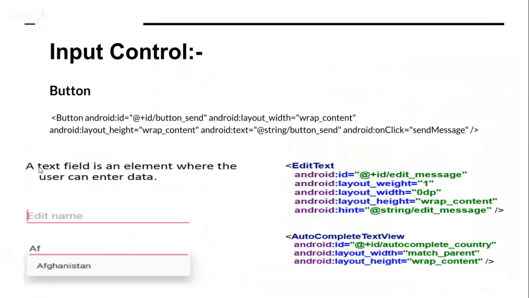So one more thing, a text field. If you see text field, we have two options: edit text. First, you can edit, adding your name and all. Second is auto complete text view. If you use something like Uber and Ola, or Google Maps, and you write some location there, then it will automatically suggest some places. So it's called autocomplete text view. That particular thing in Android is called autocomplete text view.